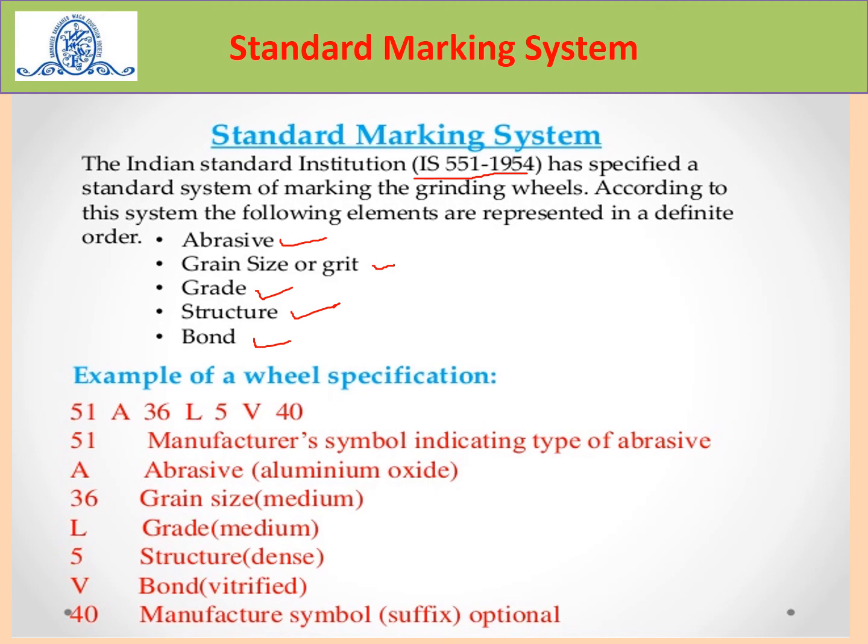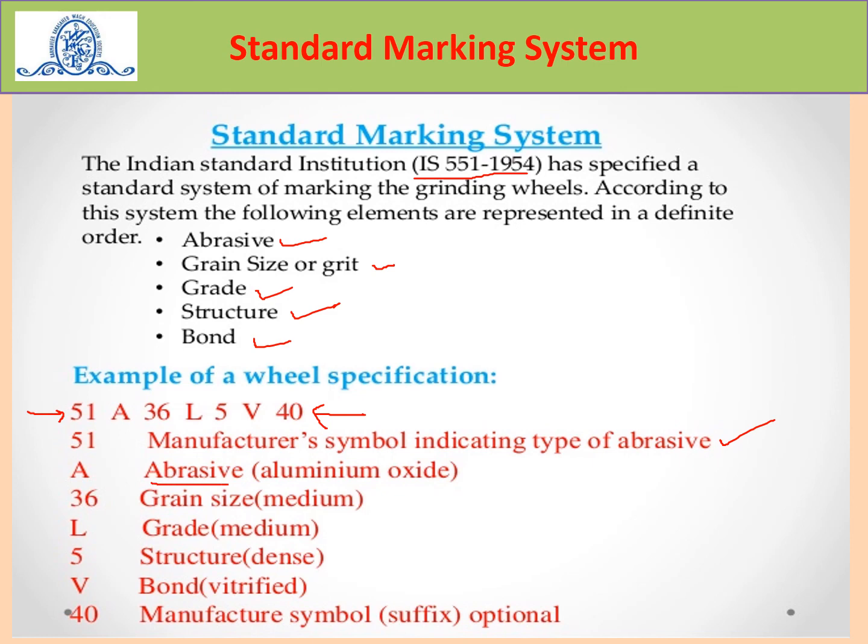Okay, so let's take an example of a wheel specification. Here is one example: 51 A 36 L 5 V 40. What is the meaning of this example? We'll take it one by one. 51 is the manufacturer symbol indicating the type of abrasive.